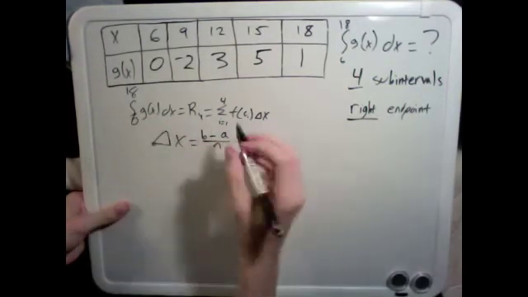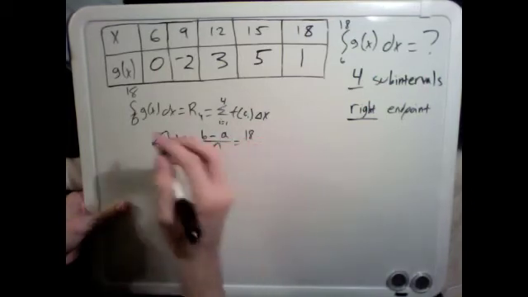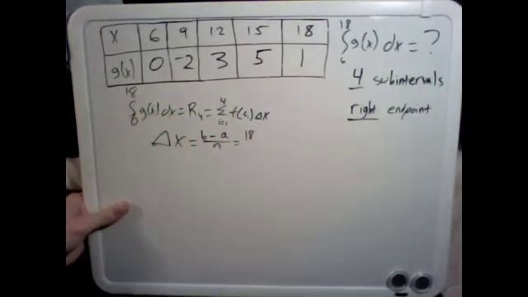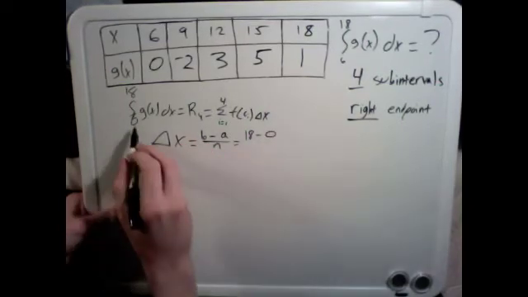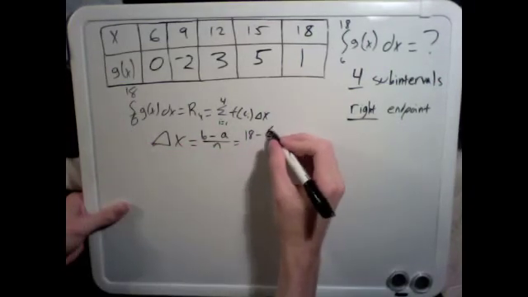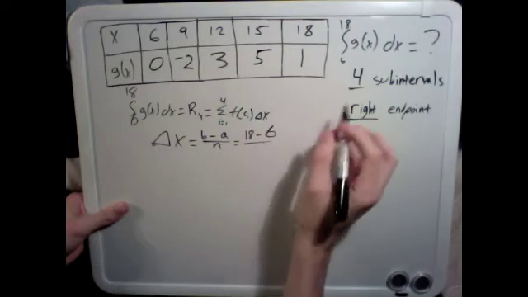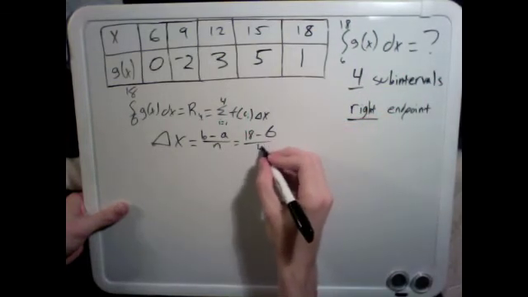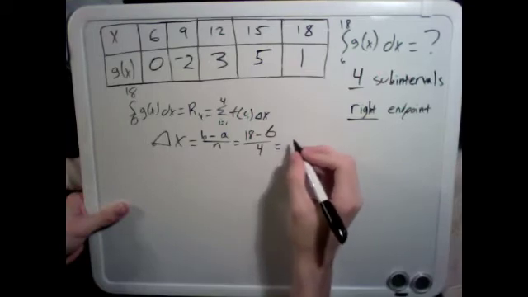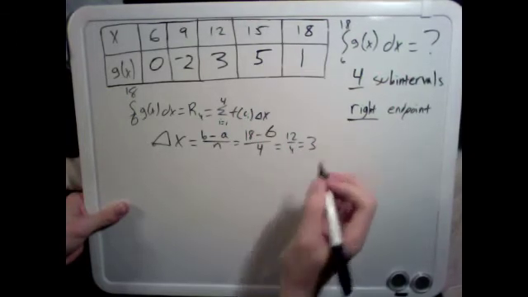This is going to be our b, 18, the higher value in our integral, and a is our lower one, which is 6, not 0. Sorry, I keep writing 0. And then our n is the number of subintervals, so that's 4. So 18 minus 6 over 4 is equal to 3.